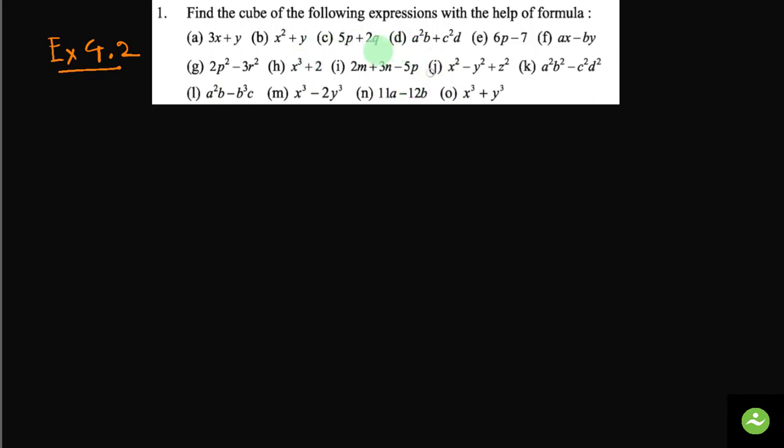There are 15 maths here. I won't be doing all 15. I will select 1, 2, or 3 at the max. And I hope those will help you to solve the other maths. Let us start with number A.